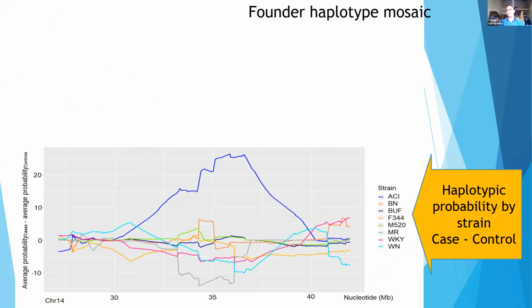So here you have a representation. This is haplotypic probability by strain, showing all 8 strains. I'm showing the subtraction between cases and controls, so if you have a positive value, it means that this probability is higher for cases. As you can see here, we have the ACI strain. It's more highly probable for cases inside this specific region.